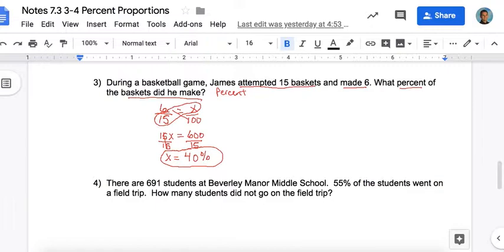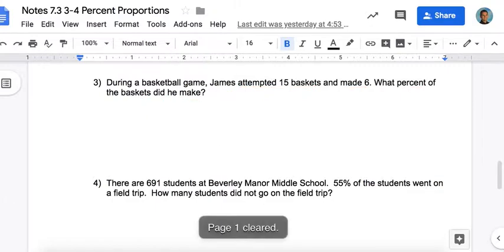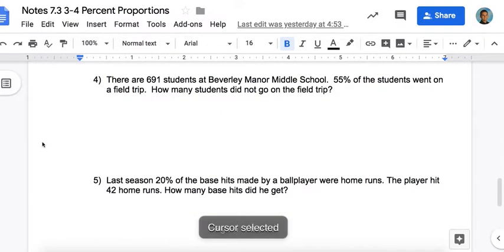Okay, let's look at number 4. There are 691 students at Beverly Manor Middle School.